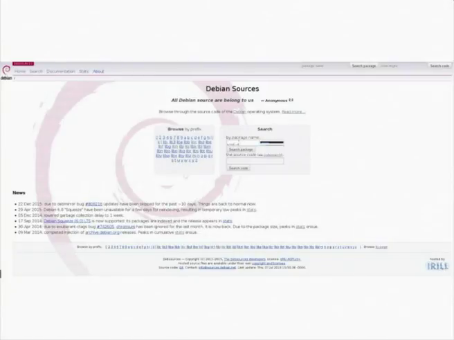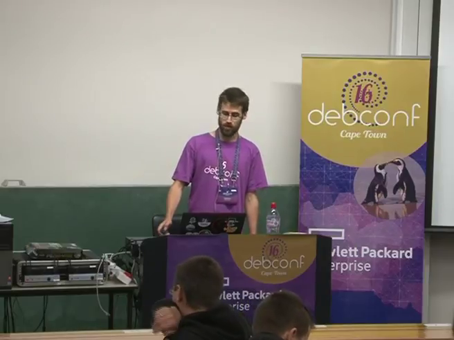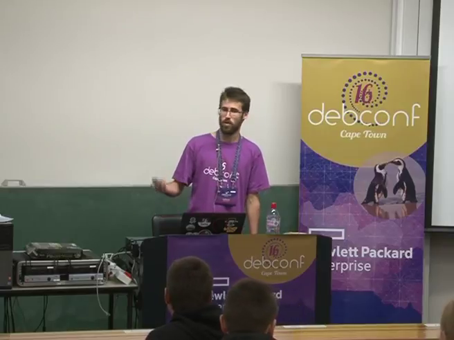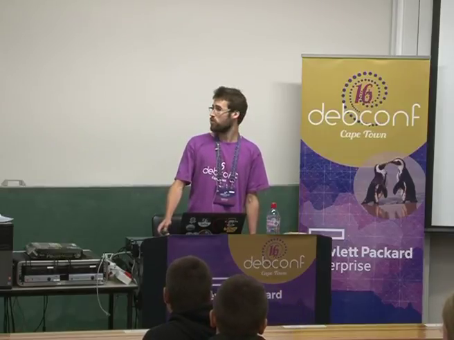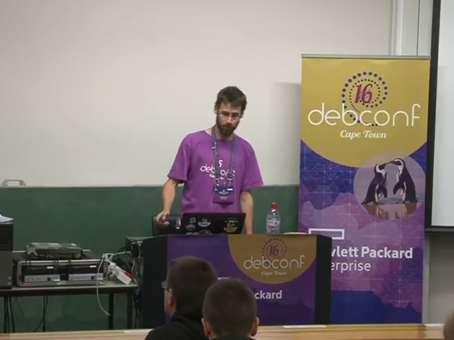So that's sources.debian.net. Basically, it allows you to browse all the source code of all Debian packages ever. They are all archived, and you can browse through a web interface. You can also search the source code via codesearch.debian.net. That will redirect you back to Debsources. We also provide some statistics about source code that I will present in a minute. So that's the basic interface.